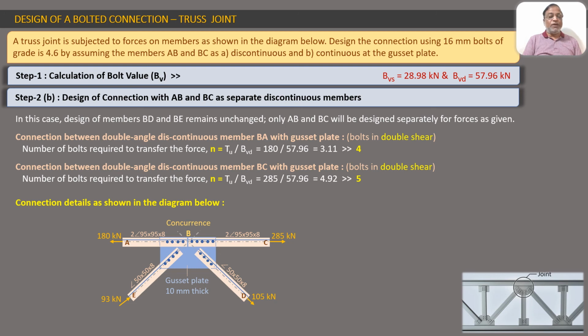So like this we have considered the design of connection for the second part, by considering the discontinuous members also.